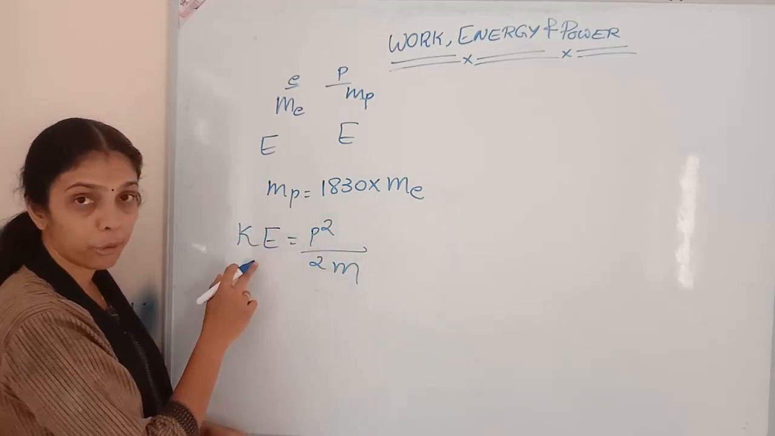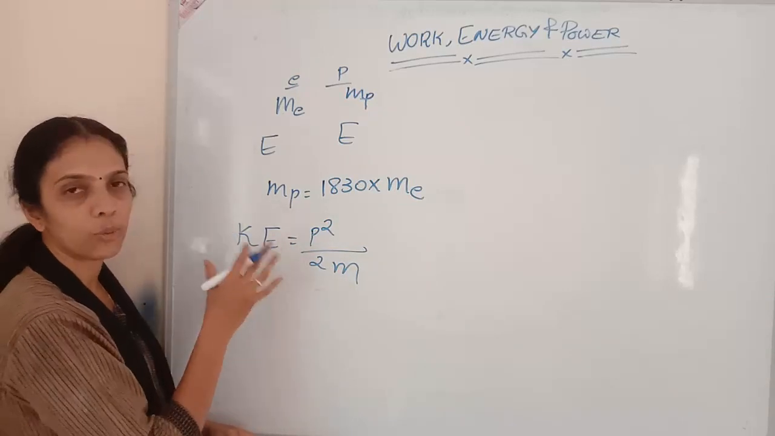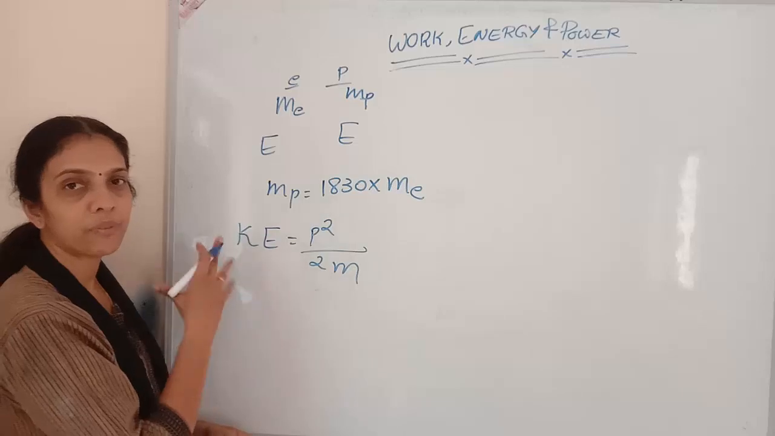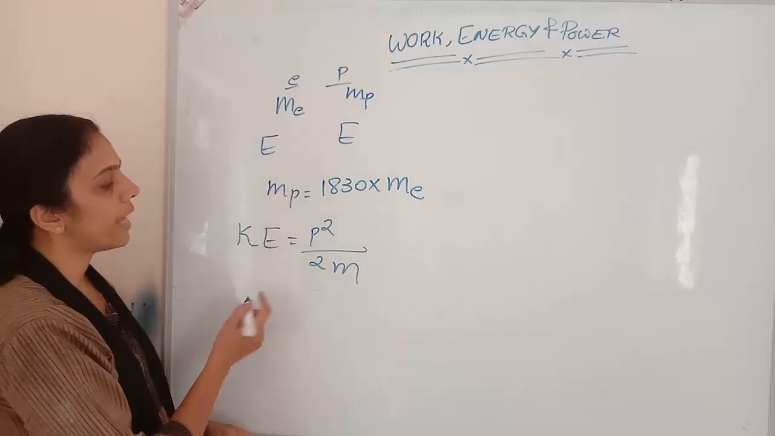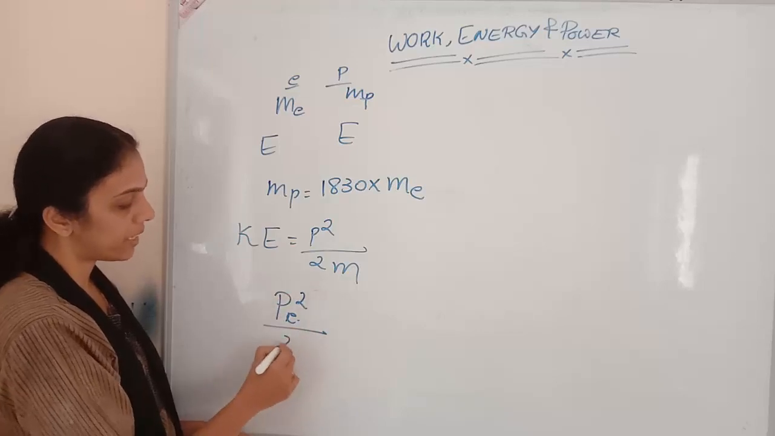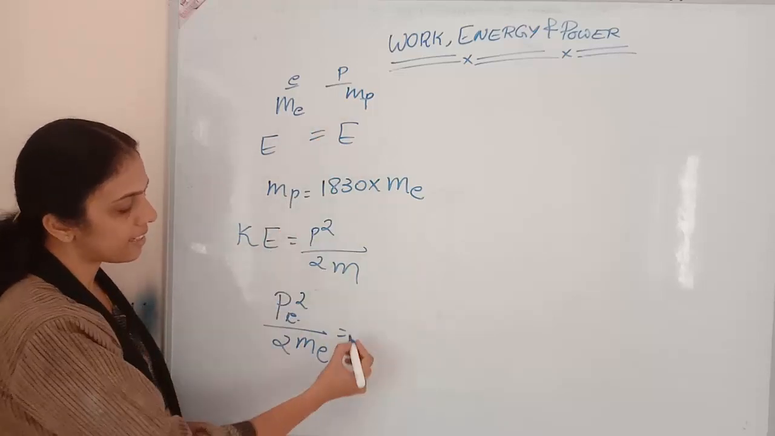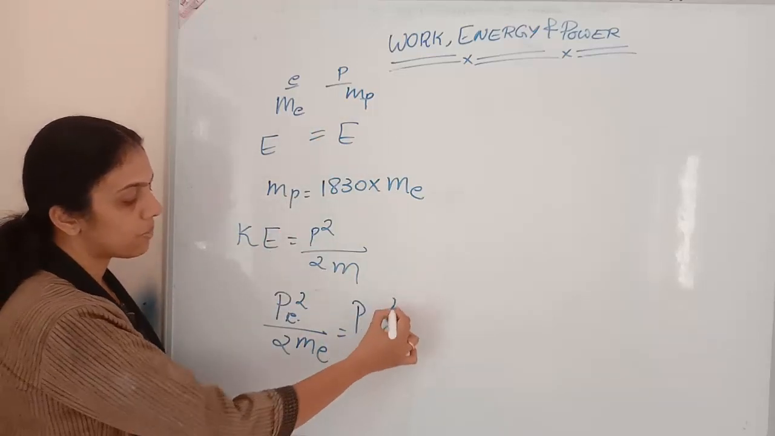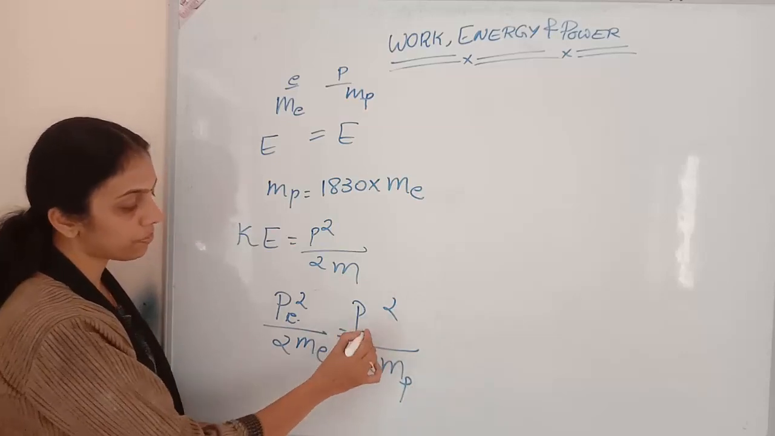So this is an important equation for your questions, because many questions are asked in different ways using it. So don't forget to learn this equation by heart, okay? Here the energy is the same but the momentum is different. So Pe square divided by 2me will be equal to, since the energies are the same, we can equate it to Pp square divided by 2 into the mass of the proton.